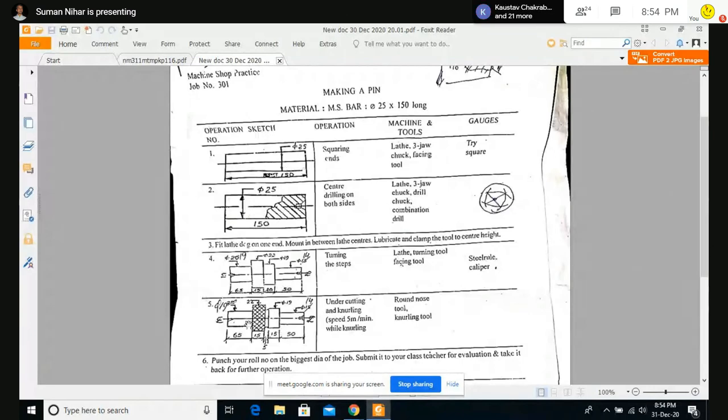This is your final shape. Here you can see you have performed turning and grooving. This portion is knurling. This is your step turning. So basically in workshop class, these machining operations are performed on the supplied job.